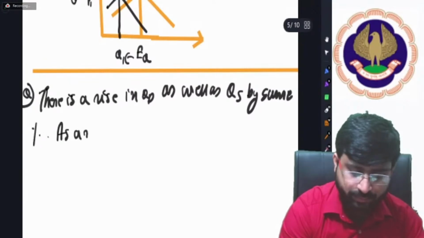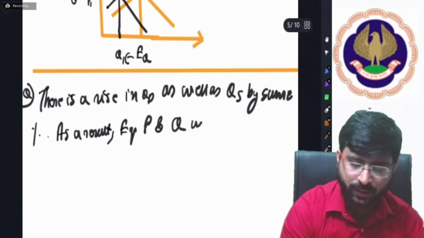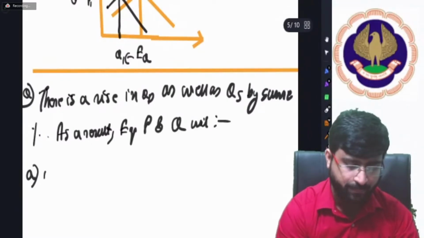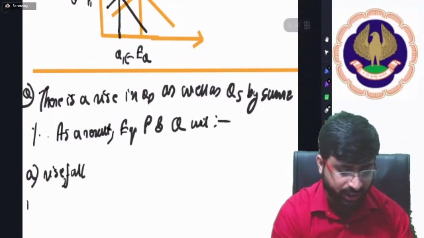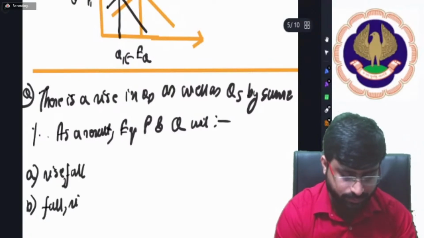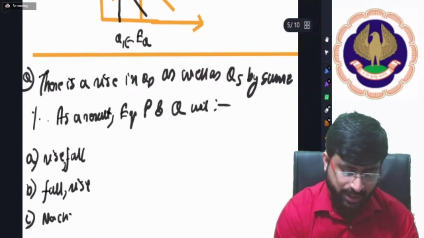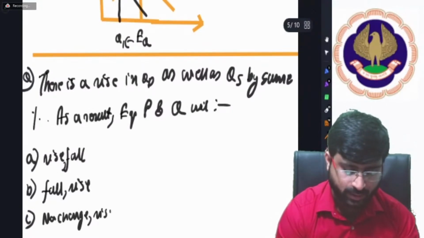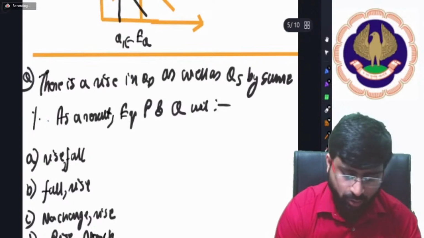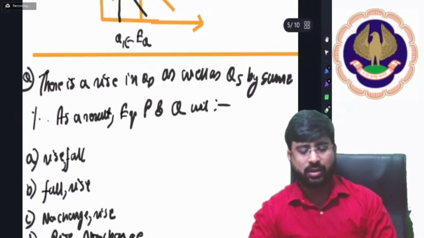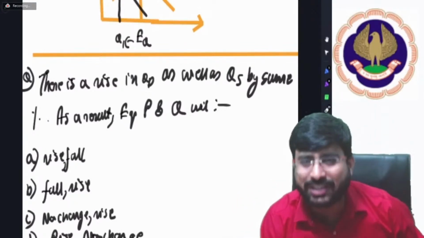As a result, equilibrium price and quantity will, options are: A, price fall, quantity rise; first one is for price, second one is for quantity. C, no change, comma, rise. D, rise, comma, no change. Come on, solve it and then answer it. Don't be in a hurry. By the same percentage, a new concept has been introduced here.